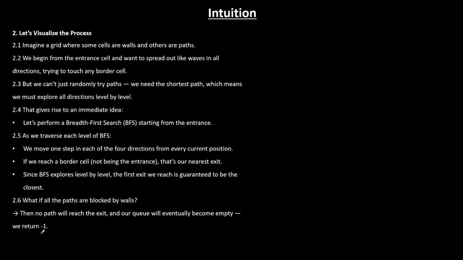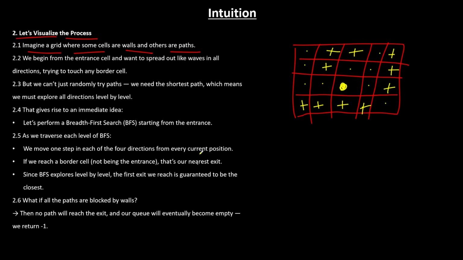Now let's visualize the process. Imagine a grid where some cells are walls and others are paths. I've drawn a maze just to visualize the process. Suppose we start from here. I have already given you the gist of why BFS will make sense here. We're standing here, and now you could go up, left, right, down.